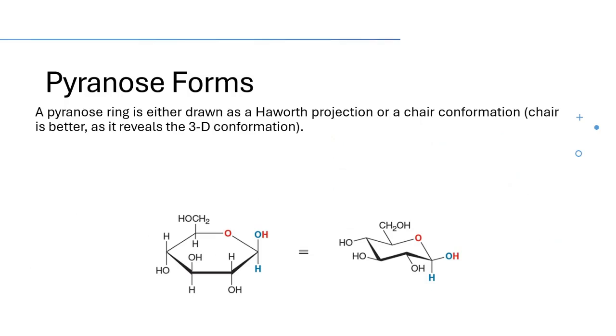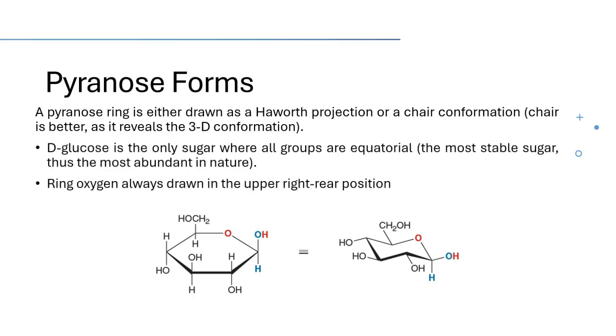Pyranose forms. A pyranose ring is either drawn as a Haworth projection or a chair conformation. Chair is better because it does reveal that 3D conformation. D-glucose is the only sugar where all groups are equatorial, and therefore it's the most stable sugar, thus the most abundant in nature. Ring oxygen always is drawn in the upper right rear position. So notice it's right here.